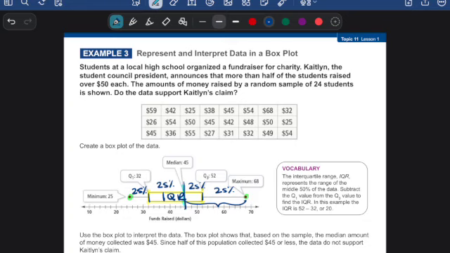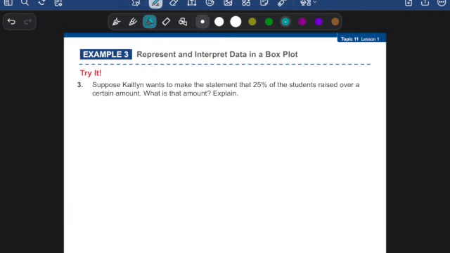What can she say? If she wanted to say 25% of the donors donated at least this amount, what could she say? Well, again, 25% of the data is right here. The upper 25% was at least what value? Well, the end of quartile 3 was at 52. So we could say that at least 25% from quartile 3 donated $52. So she could make that claim, and that would be supported by the data.